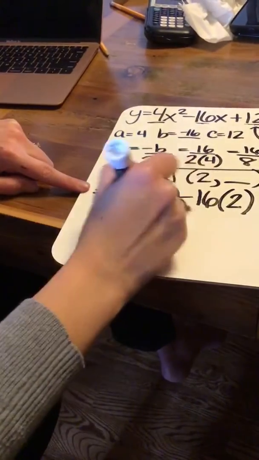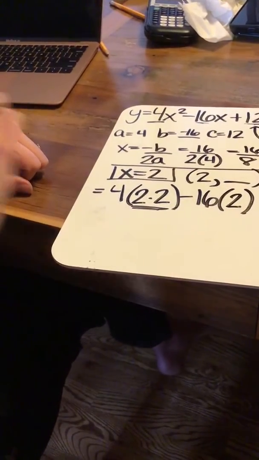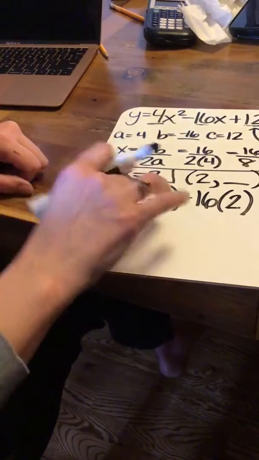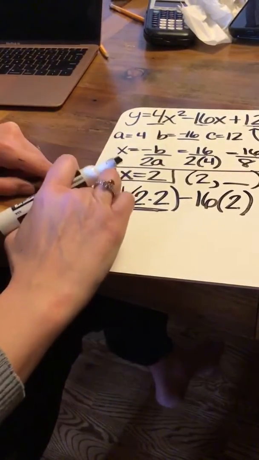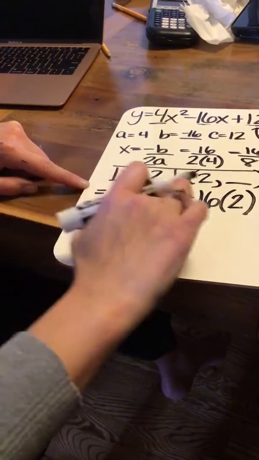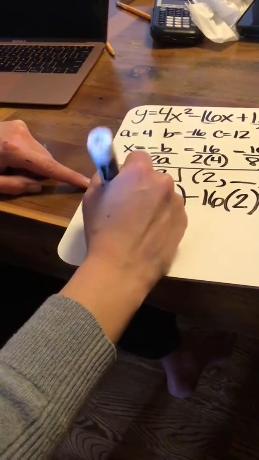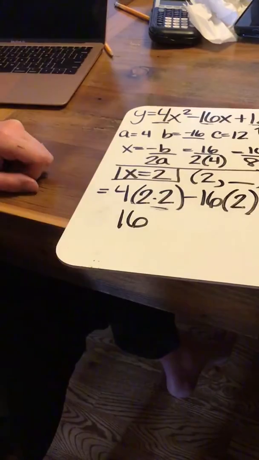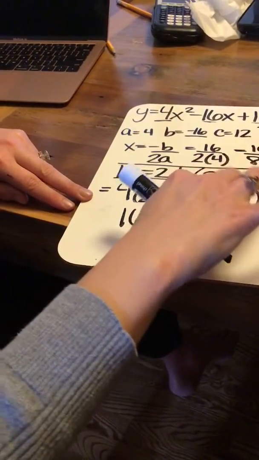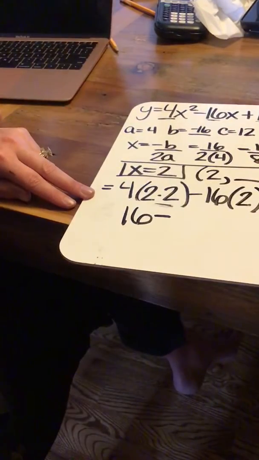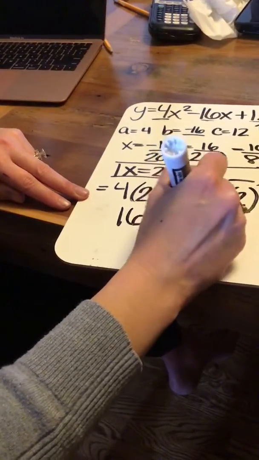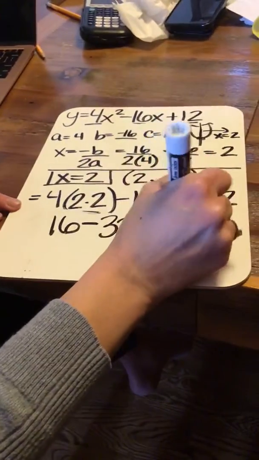This is important for signs, okay? Because say this was negative, I would need to know what's going to happen there. So now we're going to count up our negatives. We don't have any. This is all positive. So what's 4 times 2 times 2? This is 16, okay? Minus, this is only one negative, so it's going to be minus. 16 times 2 is 32, plus 12.